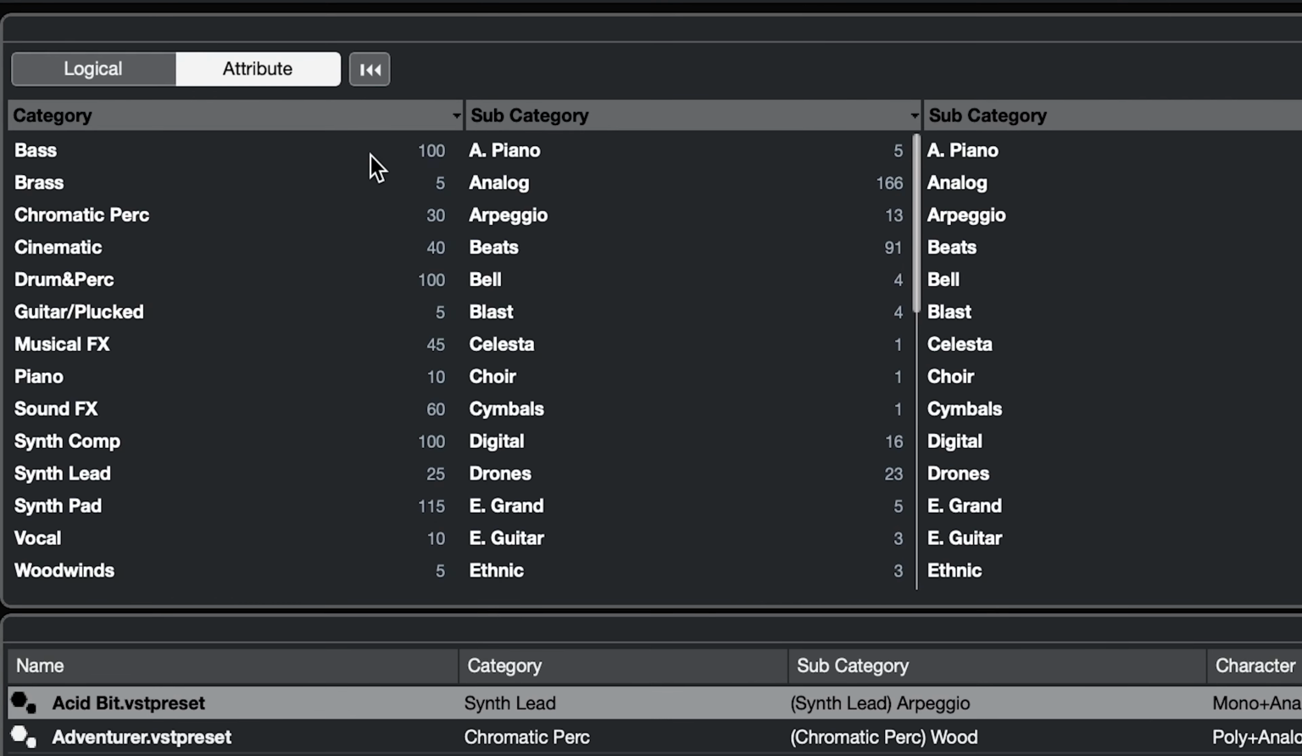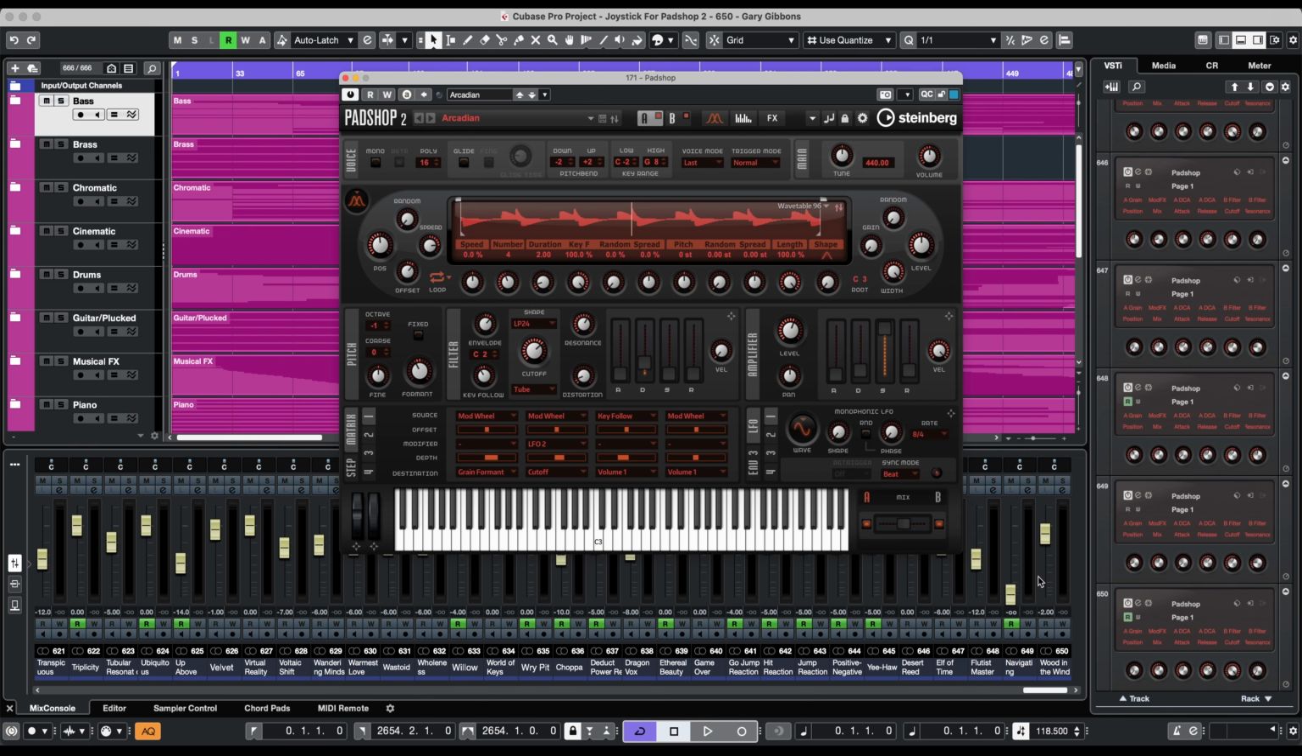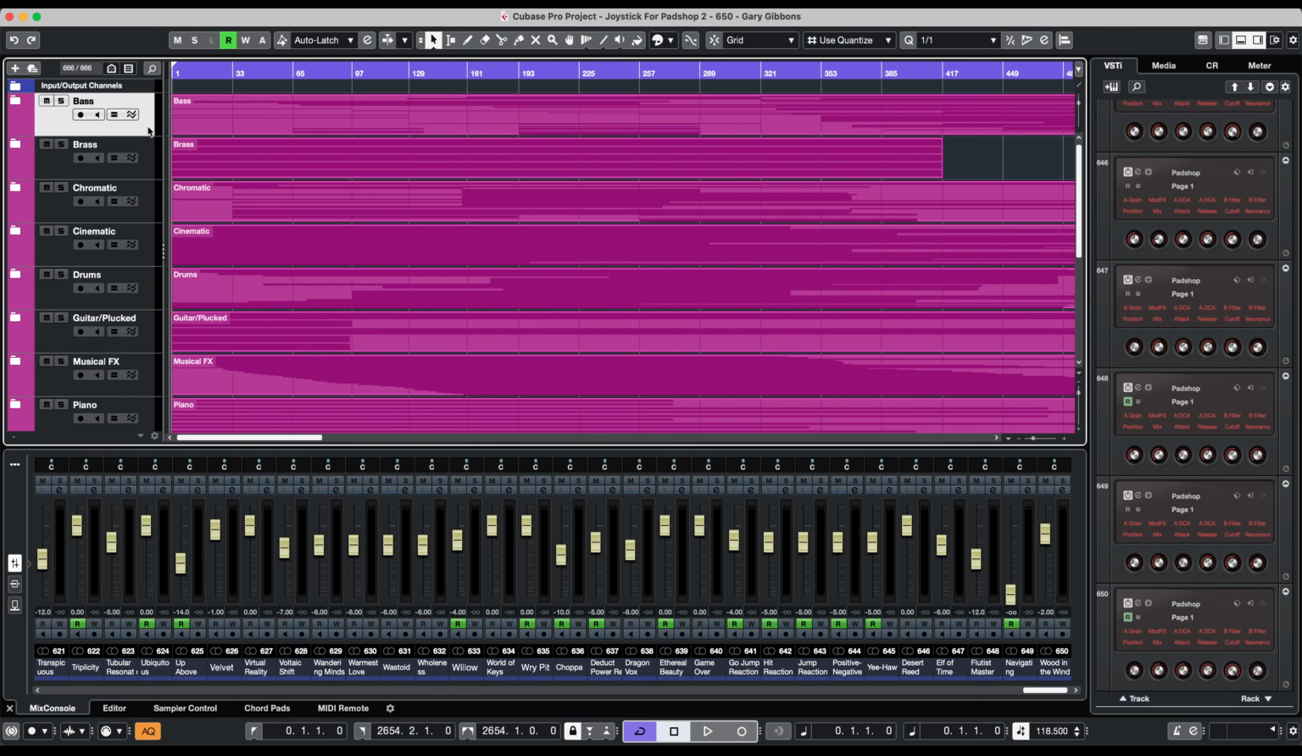Hello, I'm Gary Gibbons, the creator of the Joystick expansion for Steinberg's Padshop 2 that has 650 presets, providing a creative toolkit for any game, film, or electronic music project. By using samples as small as 4KB, I put together an instrumental demo that uses all presets loaded in one Cubase project. Let's have a listen to my composition that plays a whopping 650 instances of Padshop from the Joystick expansion.